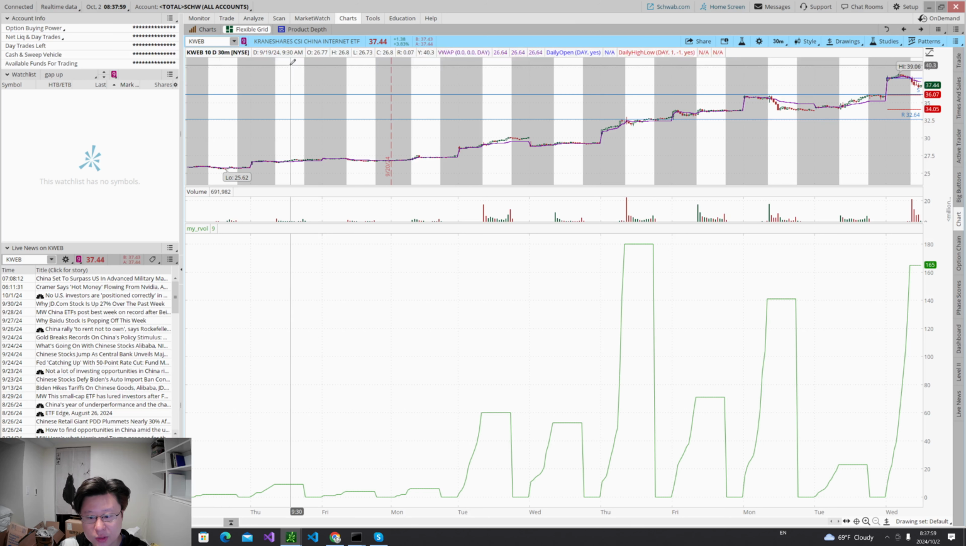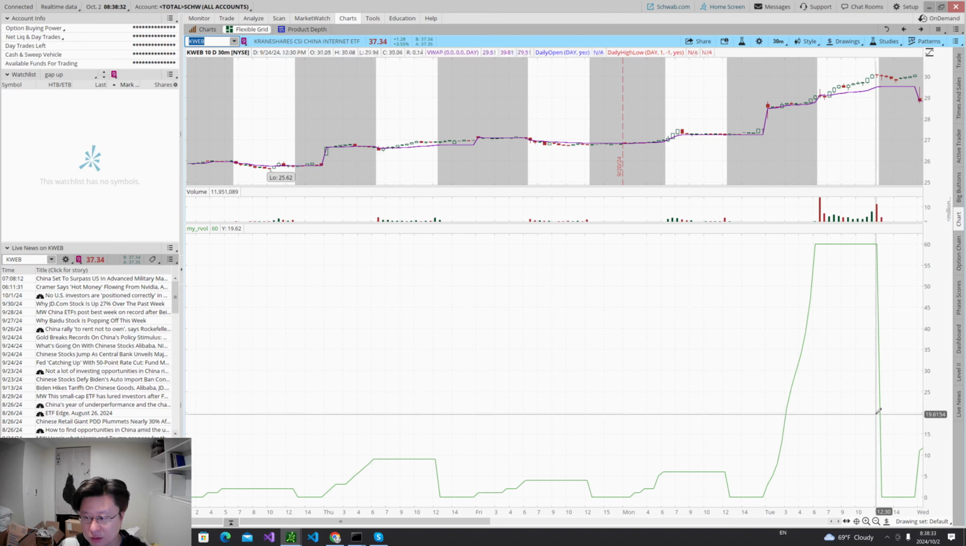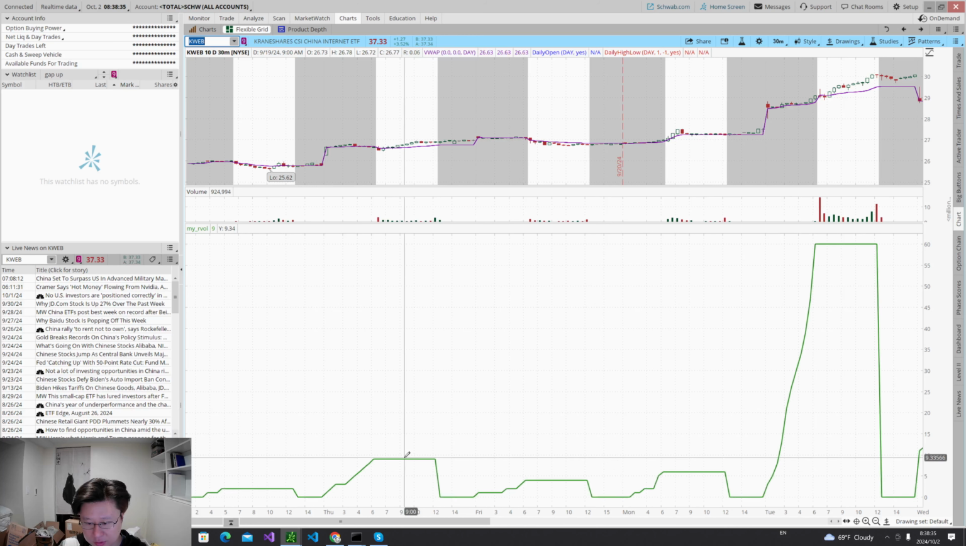So for example, we had KWEB, some Chinese internet ETF, and China stocks have been really active since last week. So usually it's trading very low volume, and since last week it was much higher, and I was trading on this day and this day. So these are the criteria I use for stock selection. It has to trade much more active than the previous range. So here on this day I would trade it because it was much higher than before.